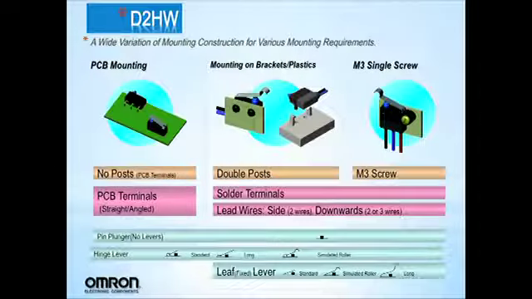The D2HW comes in various types of configuration and can be mounted various different ways with various different types of terminals. So it has PCB terminals, solder terminals, and lead wires. Also, we have a multitude of different levers that can be mounted onto these switches. The switches can be mounted various different ways. They can be mounted with no posts on a PCB. They can be mounted with plastic brackets, or they can be screwed directly to a fixture of some sort, making it very easy to basically use the switch in any type of application that detection is required.